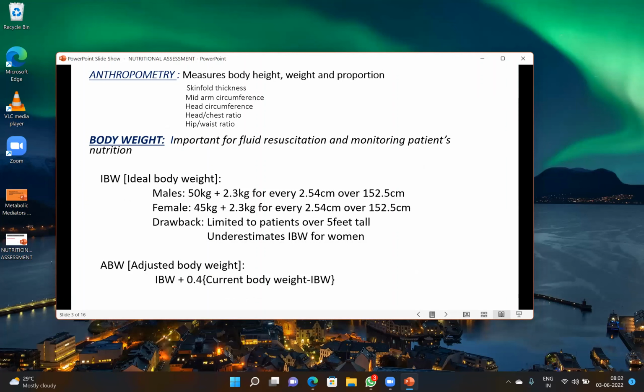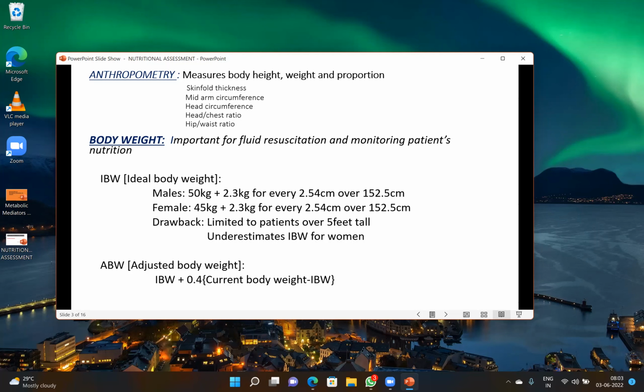Anthropometry measures body height, weight, and proportion with respect to the same age and gender. We can measure it through skin fold thickness, mid-arm circumference, head to chest ratio, and hip waist ratio. Body weight is important for fluid resuscitation and monitoring patients' nutrition. Ideal body weight we can calculate in males and females separately.